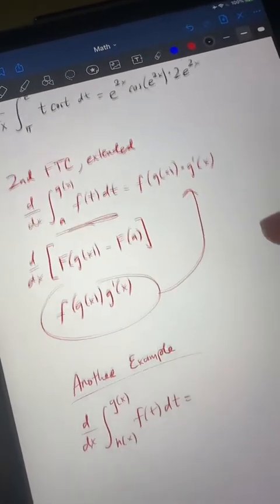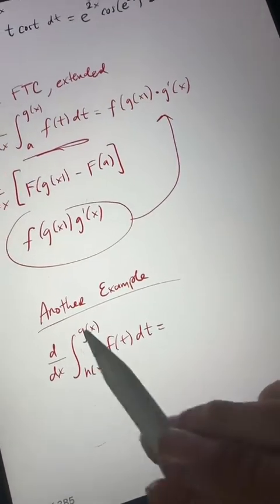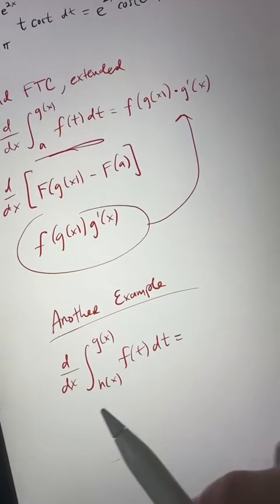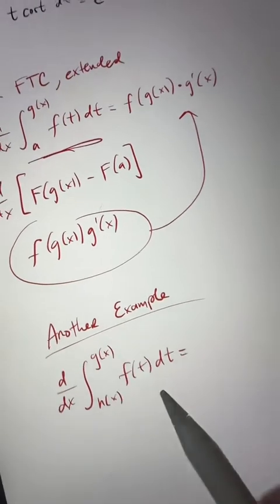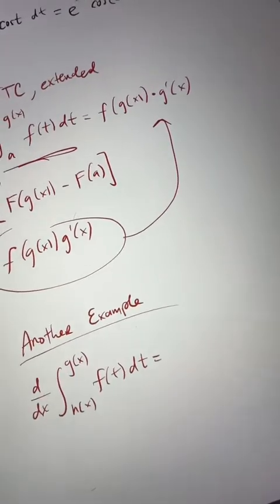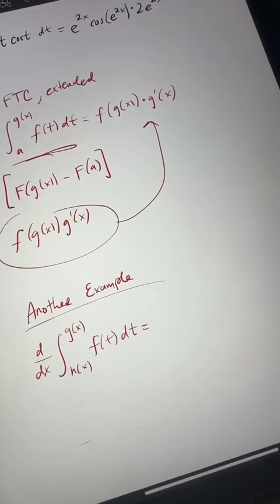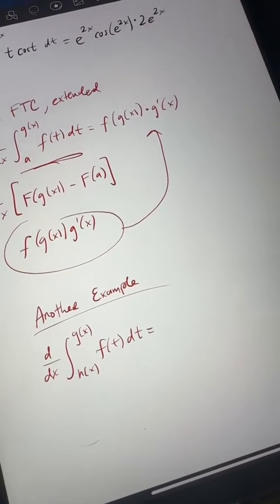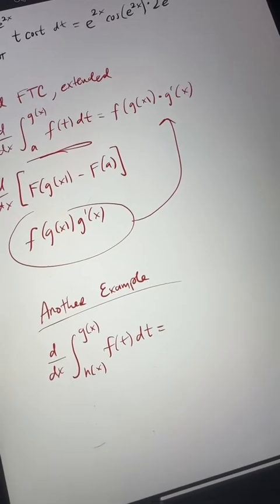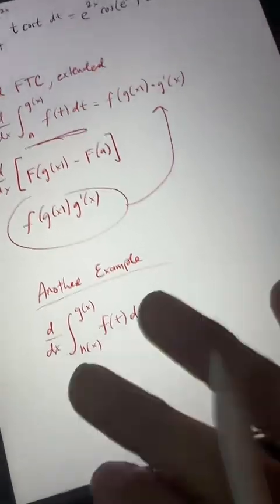But again, there are other examples. Now what happens when you have the derivative with respect to x of some integral from h of x to g of x of f of t with respect to t? Try to pause the video and think about what this would be. Pause. Okay, I'm going to show you.